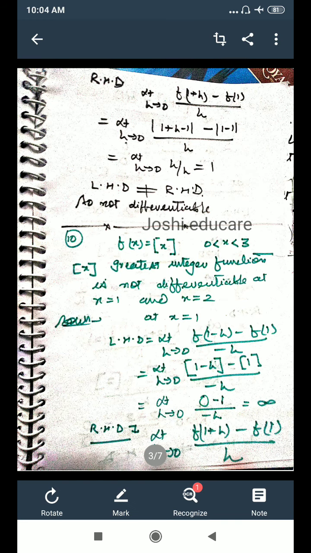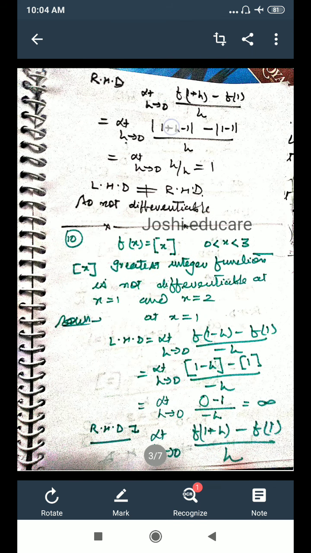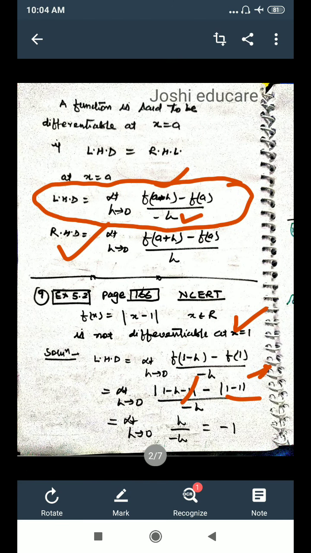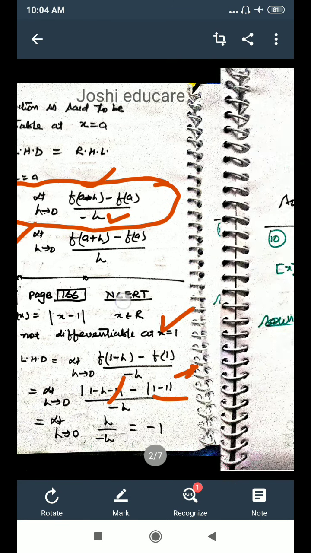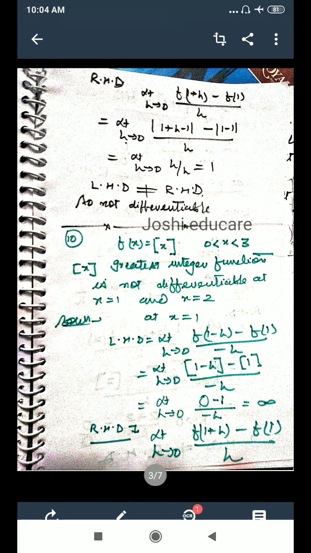I will calculate f of 1 plus h how? In this, you put x equal to 1 plus h. So it will be modulus of 1 plus h minus 1. F of 1 also we will calculate through this. Put x equal to 1. So f of 1 is modulus of 1 minus 1, divided by h.